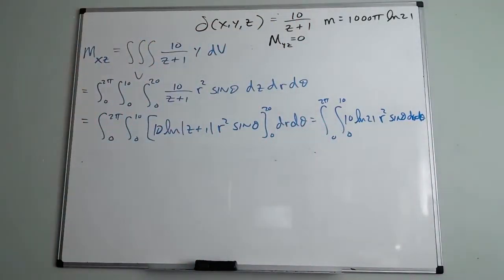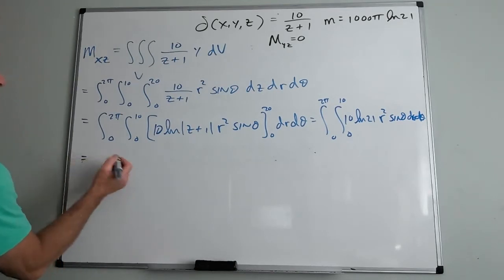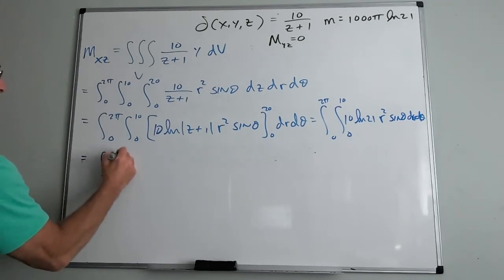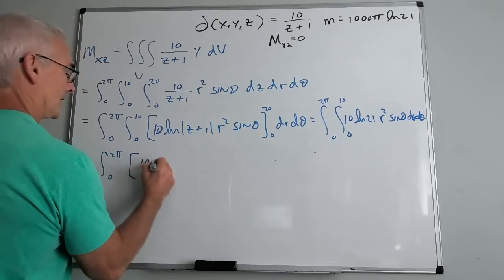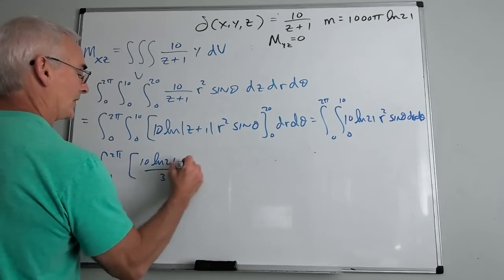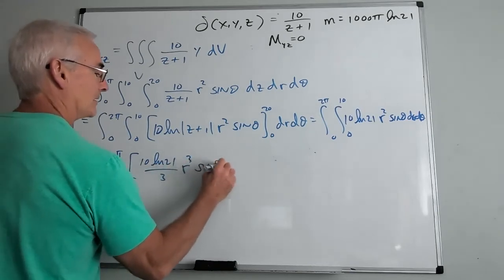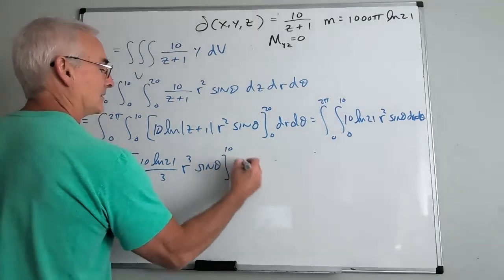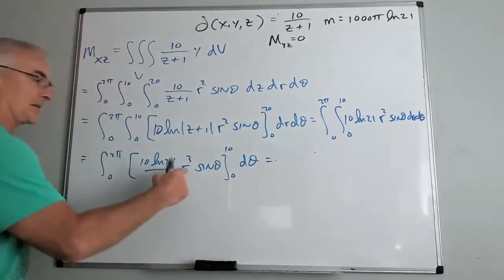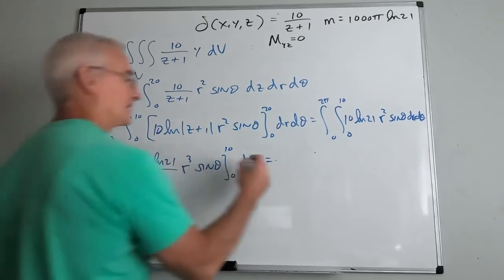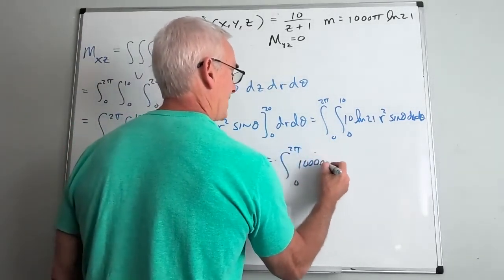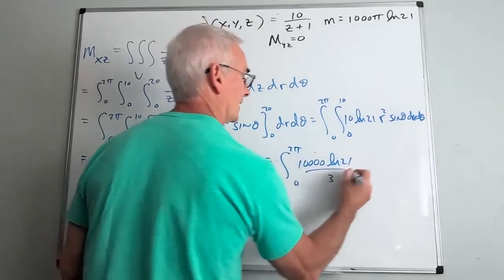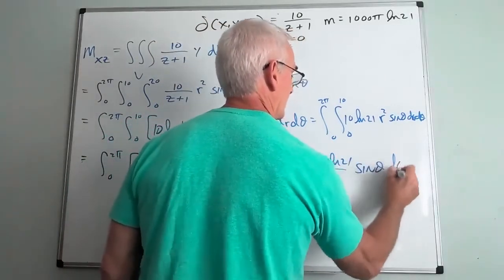All right, little tight. So now we're going to integrate with respect to r. So this is going to look again like the last one, a lot of the same terms in the same place. So we're going to get 10 log 21 over 3 r cubed sine theta from 0 to 10 d theta. And like before, that's going to be 1,000. So that's 10,000 over here. So 10,000 log 21 over 3 sine theta d theta.